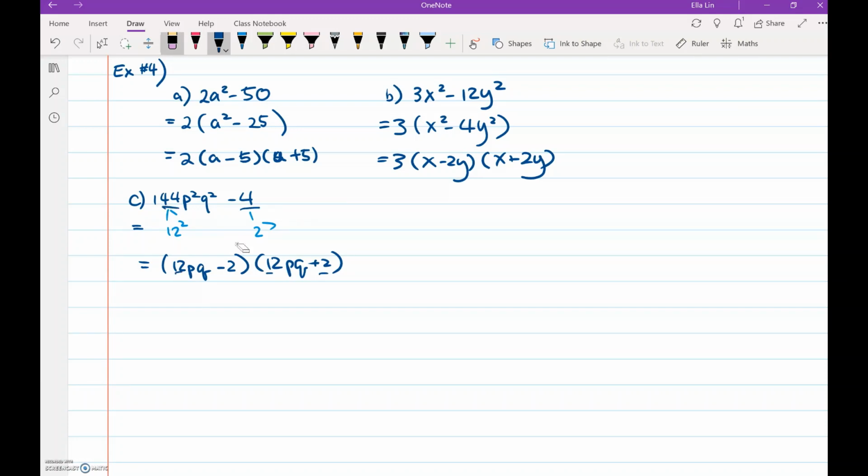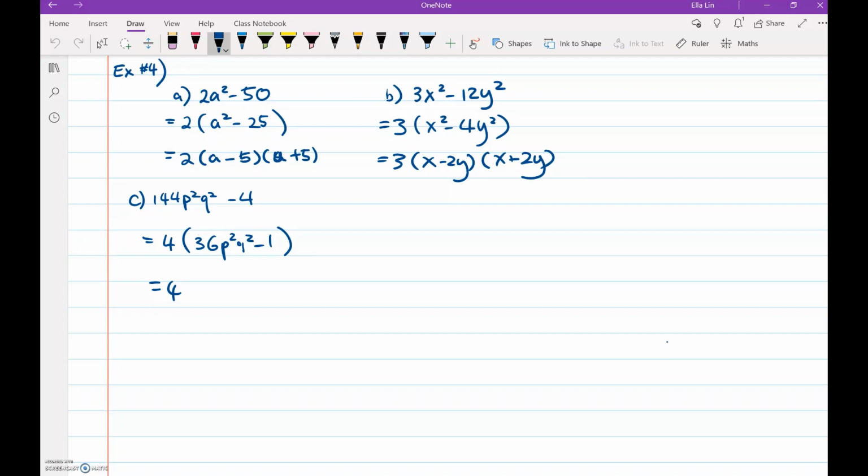So let's go back to our first step. What could I do instead to actually make my factoring a little bit shorter? Well, let's factor out 4. If I were to factor out 4, then what I'm left with is 36p squared q squared minus 1. And then what we're left with is 6pq minus 1 times 6pq plus 1 to form our difference of squares.